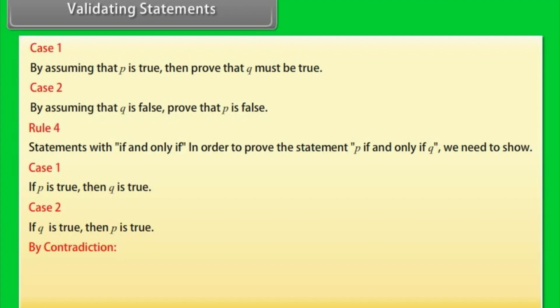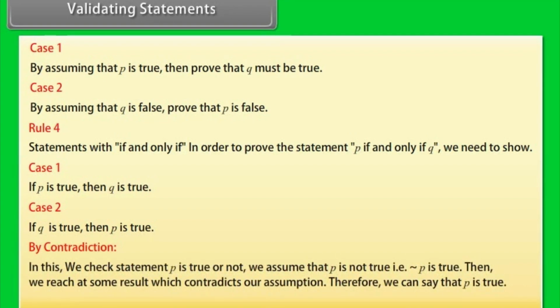By contradiction. In this, we check whether statement P is true or not. We assume that P is not true, that is, the negation of P is true. Then, we reach some result which contradicts our assumption. Therefore, we can say that P is true.